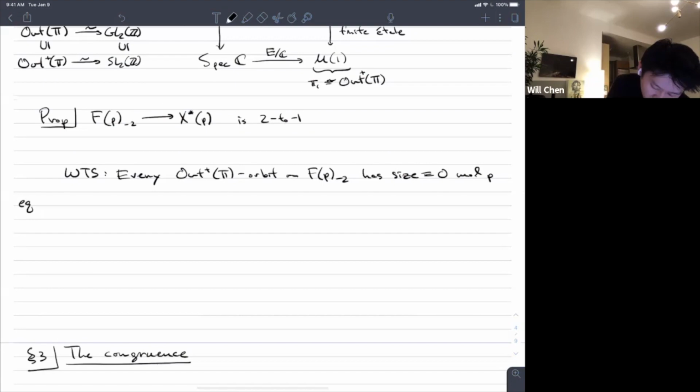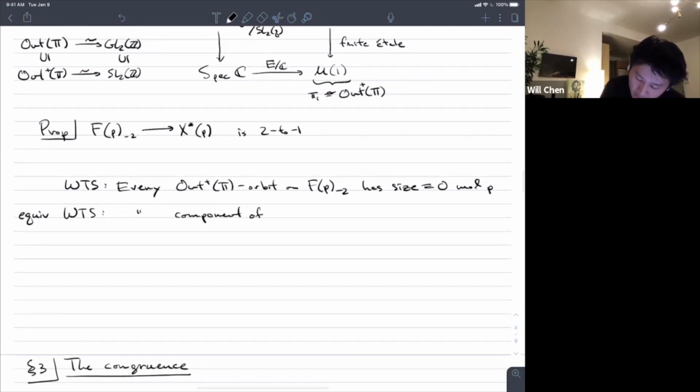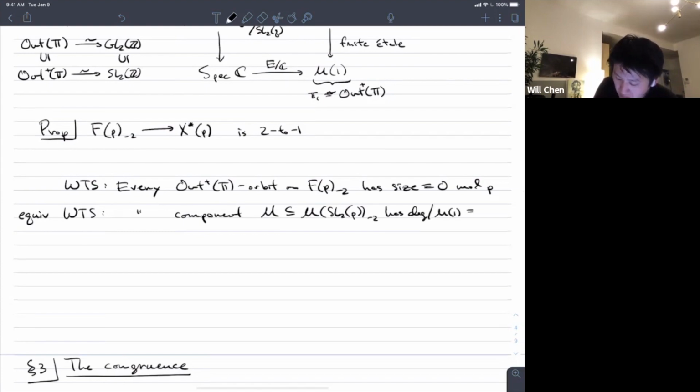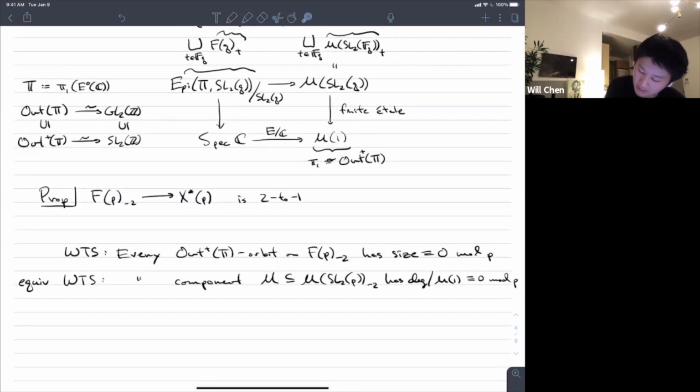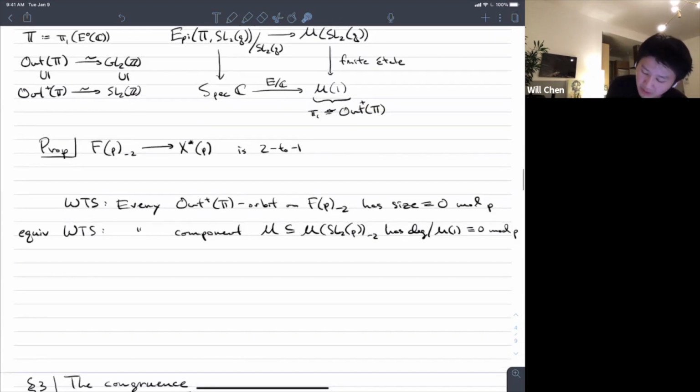So equivalently, another way of saying this is that we want to show every component, right? This is by Galois theory now. Every component of M inside M SL2P -2 has degree over M1 congruent to 0 mod P. Right. This is the same by Galois theory, because, I mean, by Galois theory, the components correspond to orbits of the monodromy group on the geometric fiber, right? And the monodromy group here is precisely this, and the geometric fiber is precisely this.